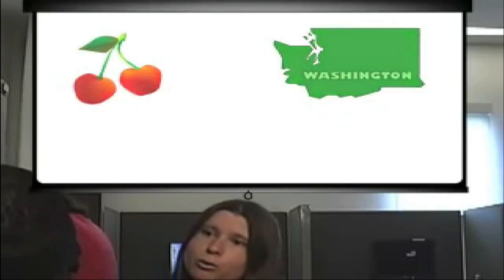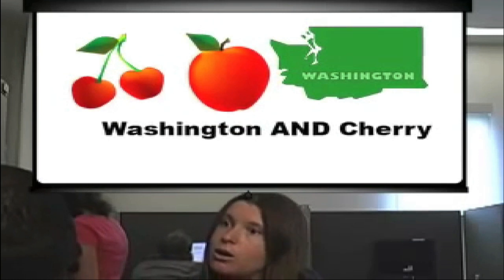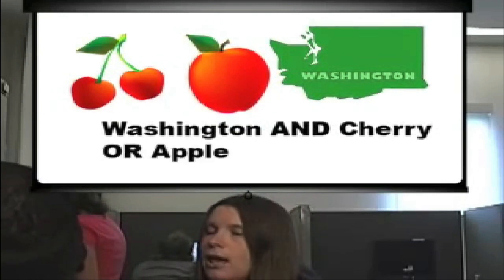There's even another Boolean operator, or, which you could use. Say, for instance, you weren't just looking at the cherry industry in Washington, you were looking at the apple industry as well. Then you could do Washington and cherry or apple. Or is pretty much used when you have two like words or very similar topics.